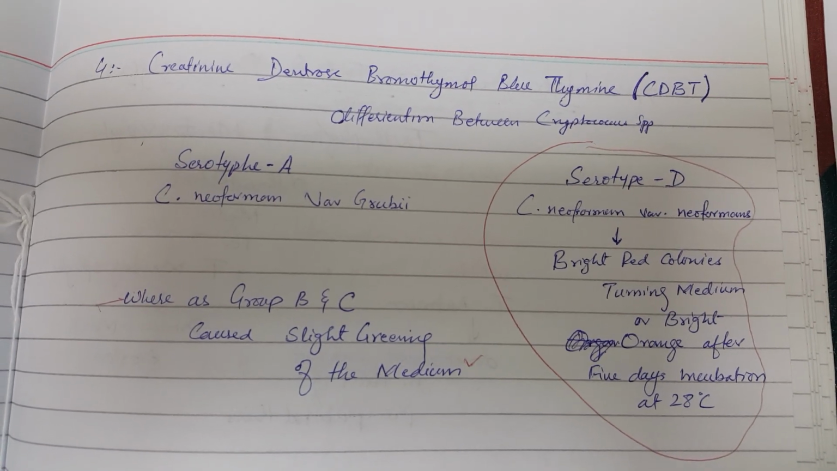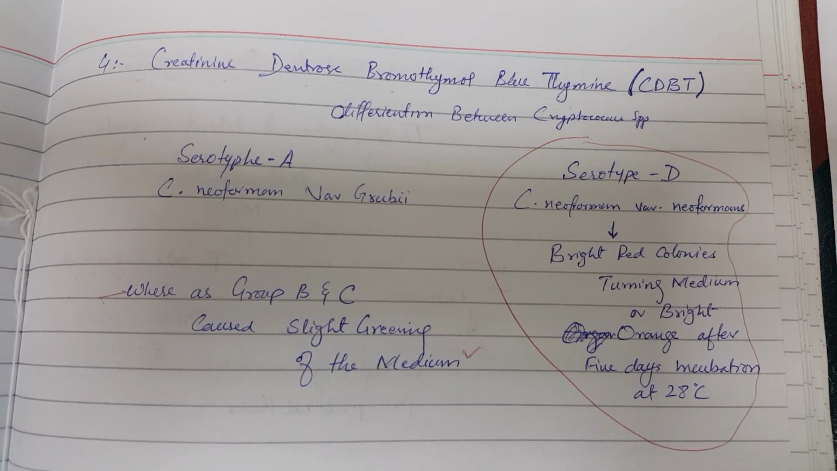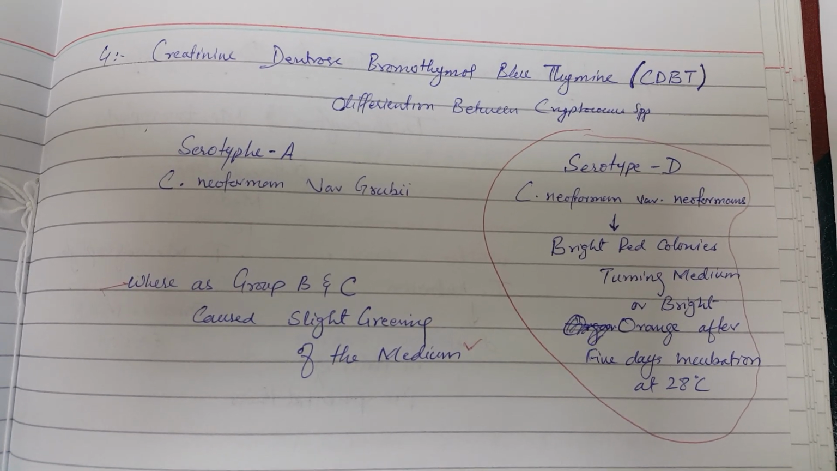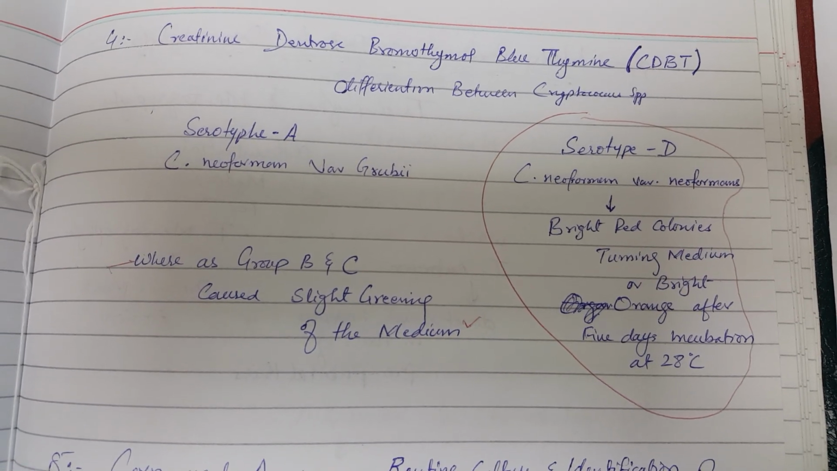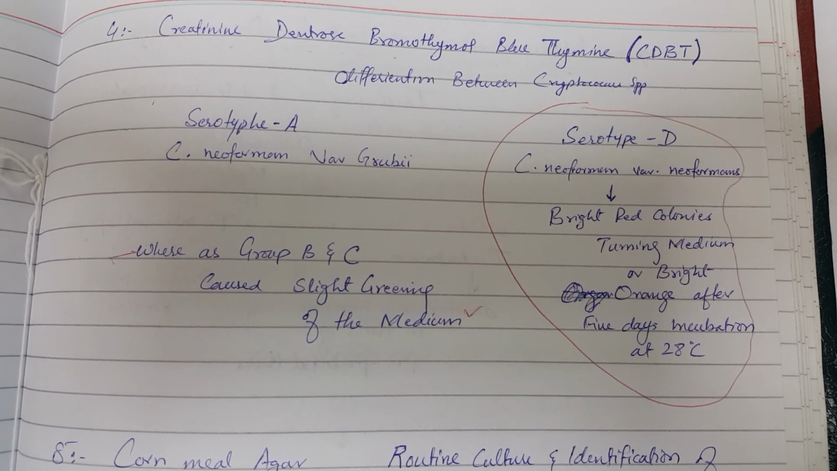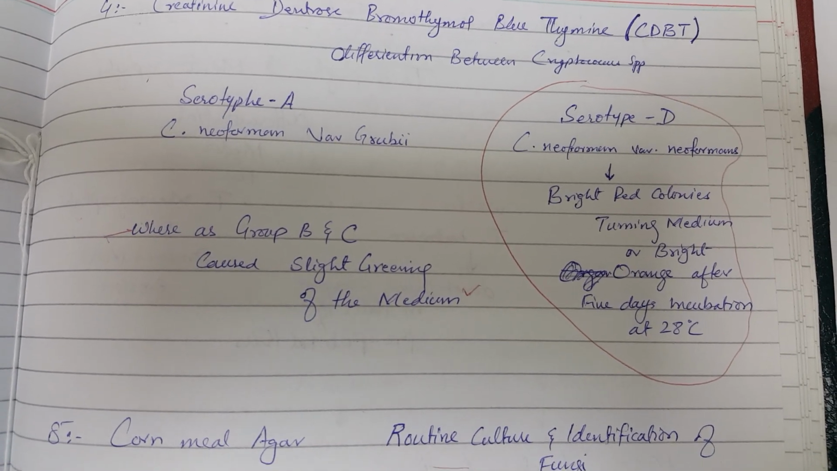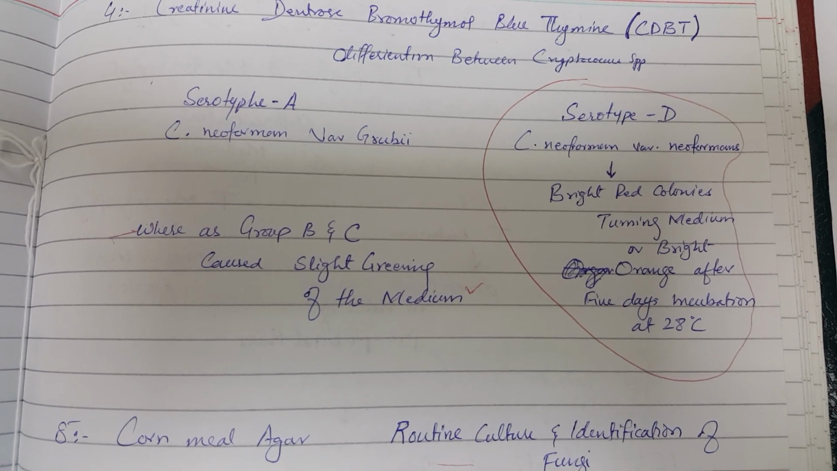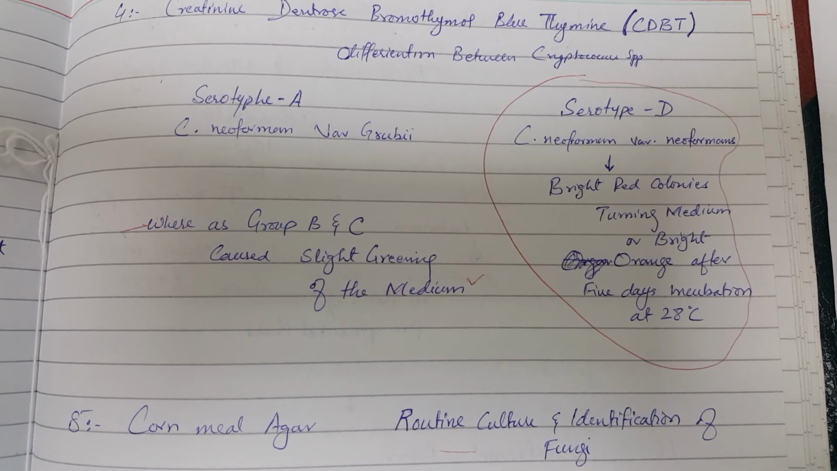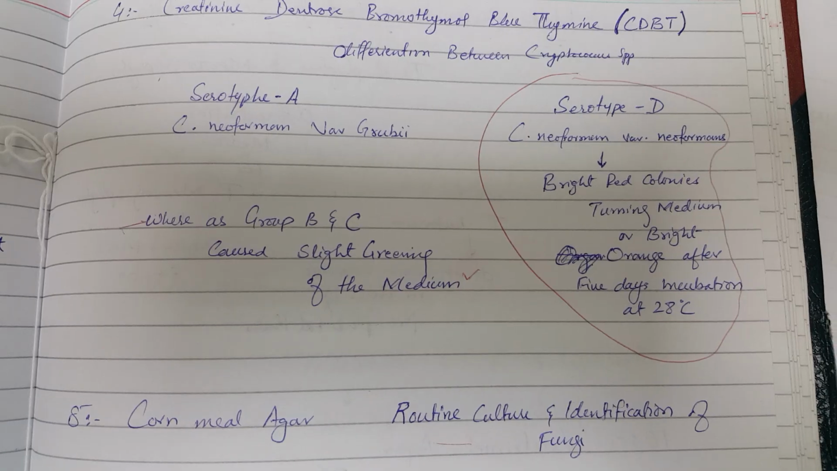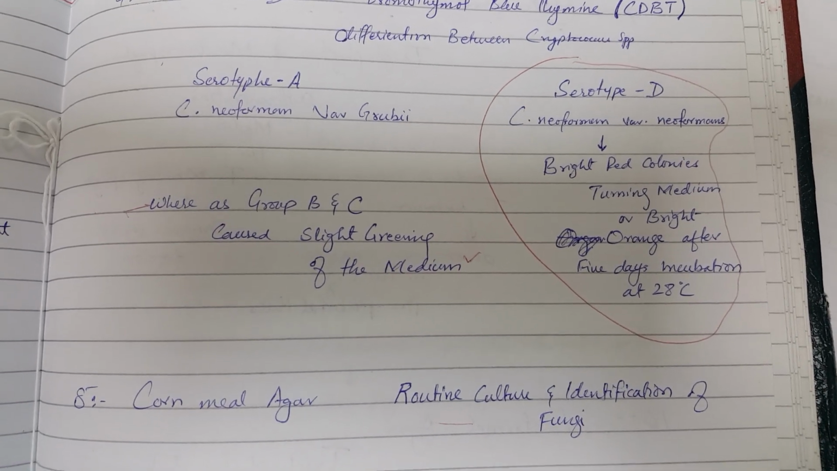Creatinine dextrose bromothymol blue agar is basically used for differentiation between the Cryptococcus species. Serotype D, which is Cryptococcus neoformans, produces a bright red colony, turning the medium bright orange after 5 days of inoculation at 28 degrees centigrade, while serotype A, which is Cryptococcus neoformans var. grubii, produces no change, whereas groups B and C cause slight greening of the medium.